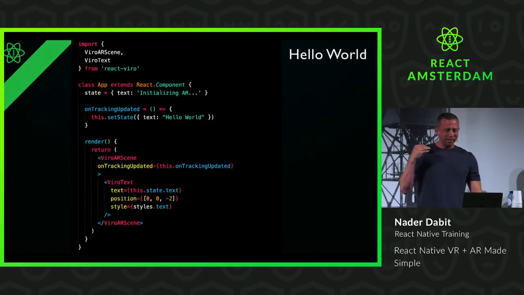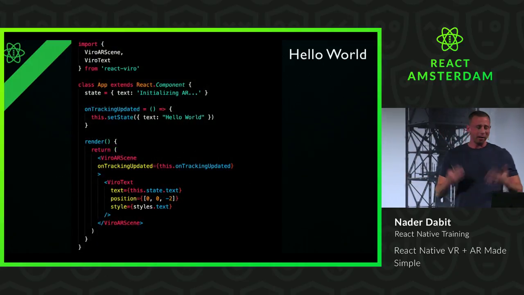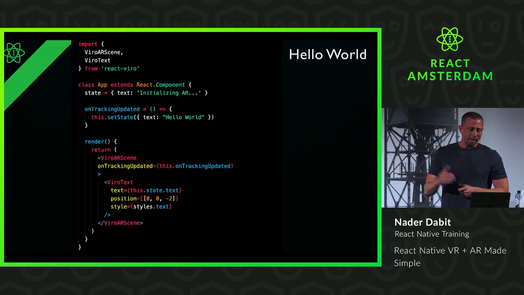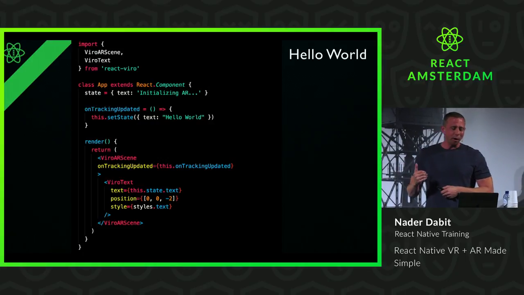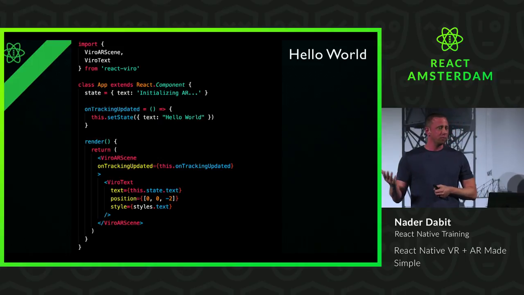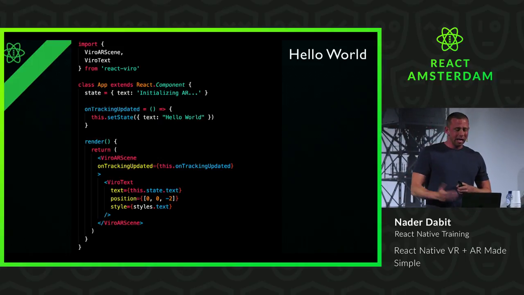So this is a Hello World scene that you might build, just something really basic. You can map a Viro AR scene to a view with React Native. And then Viro text would be like text.